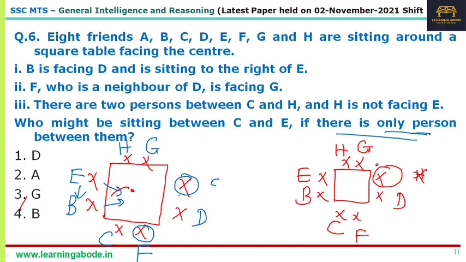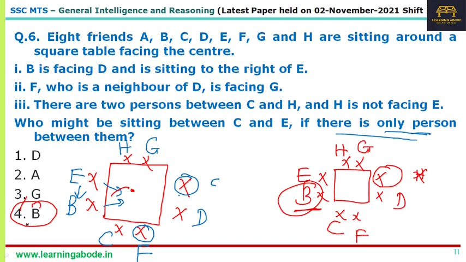Now the question is, who might be sitting between C and E? That's very obvious, B, right? So you don't have to actually complete the arrangement. It is just one question, 1 mark, okay? So the moment you get the answer, mark it and move on. You don't have to fill all. Only for explanation purpose, I am just filling everything, right?